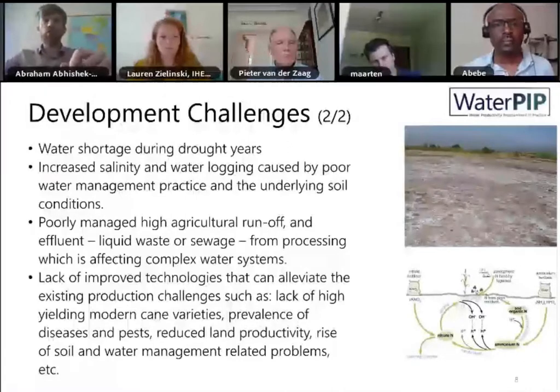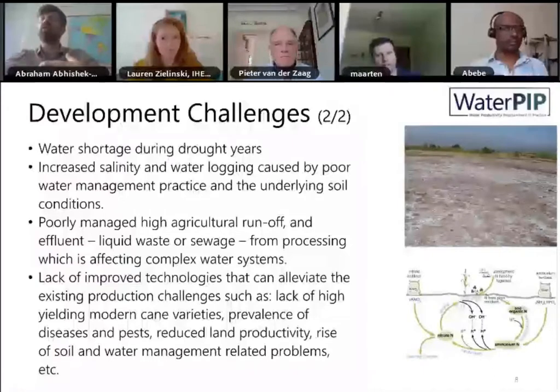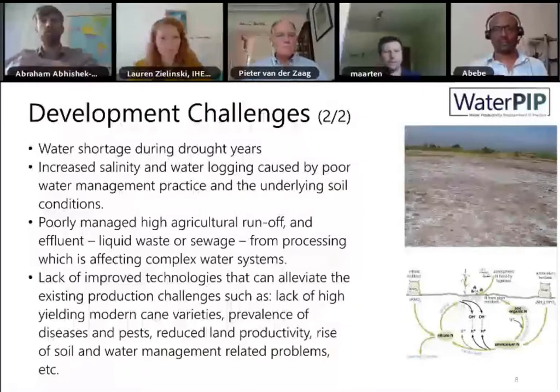Also a challenge is water shortage during drought years. Good to add, obviously, we're presenting Ethiopia as a country that is very well suited for agricultural production, but there is the challenge of drought periods, drought spells. Also in areas that are being irrigated, salinity is a challenge, as well as waterlogging. This, as also highlighted by Abera, is due to poor water management practices, drainage, amount of irrigation, and the underlying soil conditions.